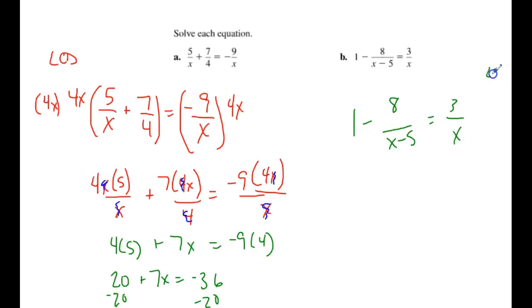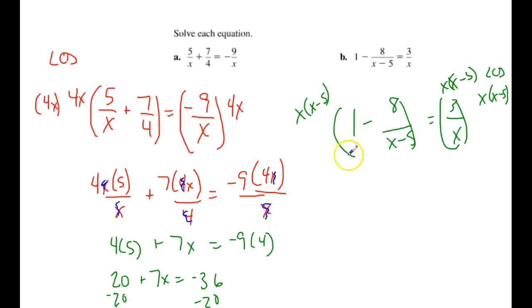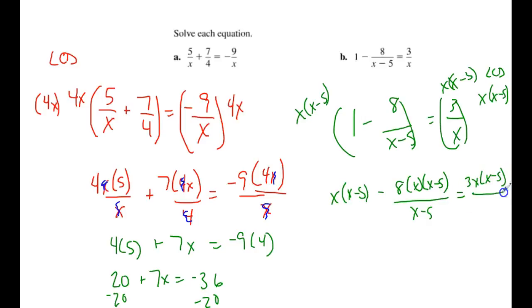So I first want to find my lowest common denominator. And since I don't see anything common here, I'm going to go ahead and multiply them together. So my lowest common denominator is going to be x times x minus 5. So now that I know that, I'm going to multiply both sides times that least common denominator, x times x minus 5. And I can multiply them through. So now I'm going to end up with x times x minus 5 minus 8 times x minus 5 divided by x minus 5 equals 3 times x minus 5 divided by x.